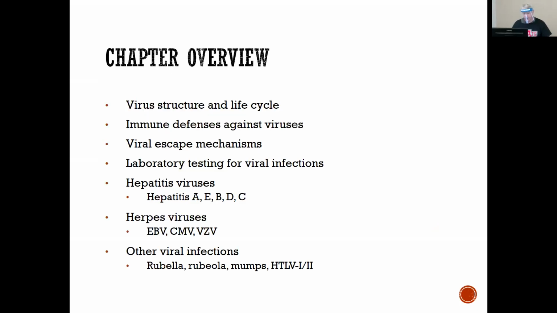So we're going to take a look at the virus structure and life cycle, the immune defenses. We'll spend a lot of time on immune defense against viruses, how viruses escape the immune system. Then we'll head into a little bit about laboratory testing. There's not a ton in this chapter on it, so we'll pick up individually. Then we go into the hepatitis viruses. So we'll cover Hep A and E, B, D, C. Then we'll move into the herpes viruses, which are Epstein-Barr, cytomegalovirus, and varicella. And then we'll finish up with rubella, rubeola, mumps, and HTLV 1 and 2.